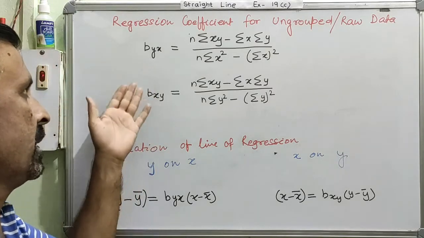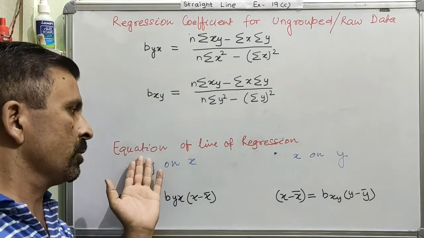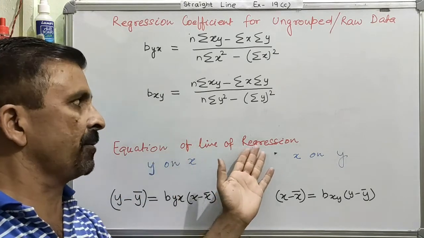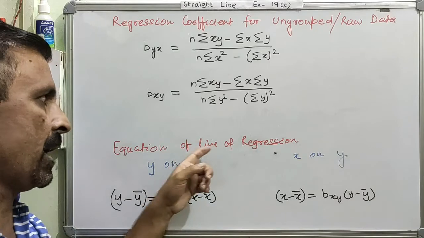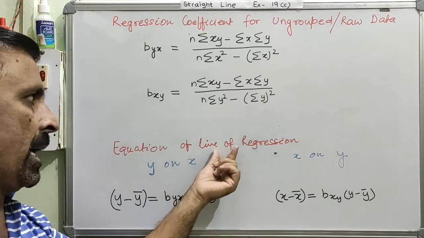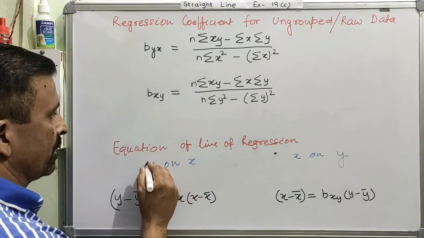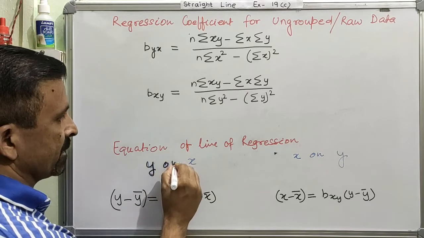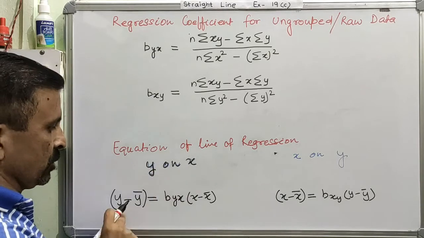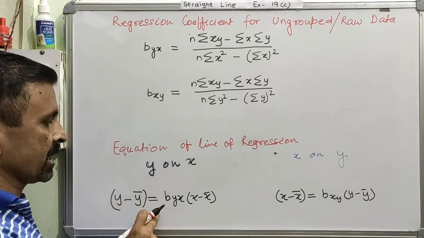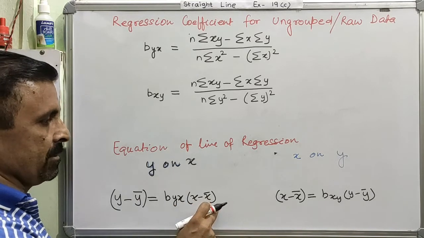Now, after you have learned calculating the regression coefficient, we also need to know how to write the equation of line of regression. For writing the equation of line of regression, you can have two lines of regression. One line of regression we can have is y on x. In that case, this is the formula. Because it is y on x, you should start with y. So y minus y mean is equal to the regression coefficient of y on x times x minus x mean.